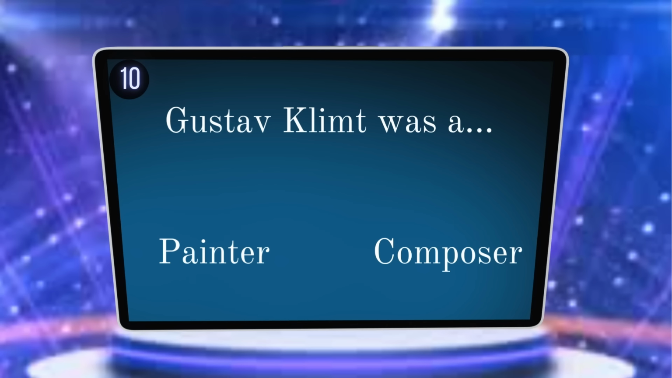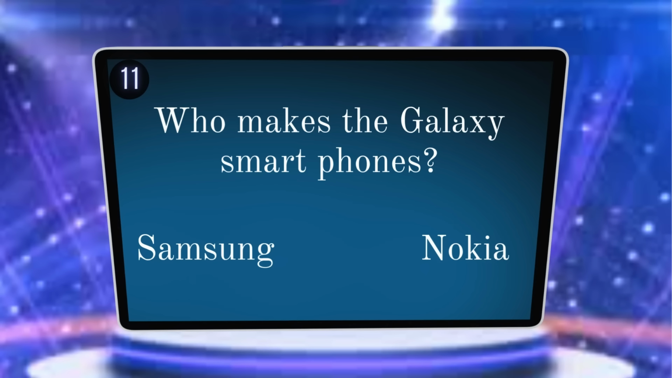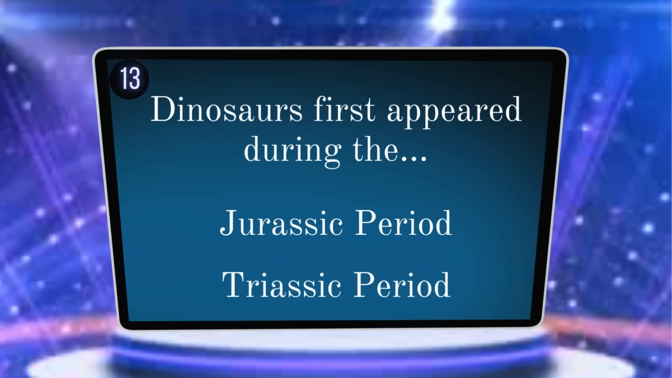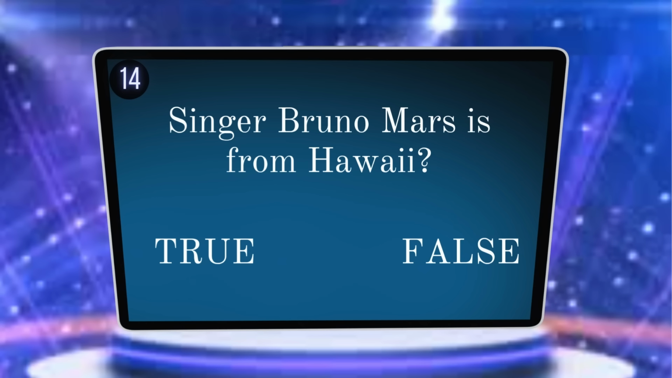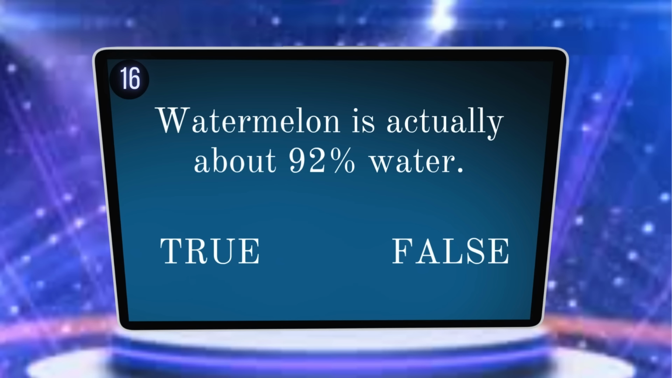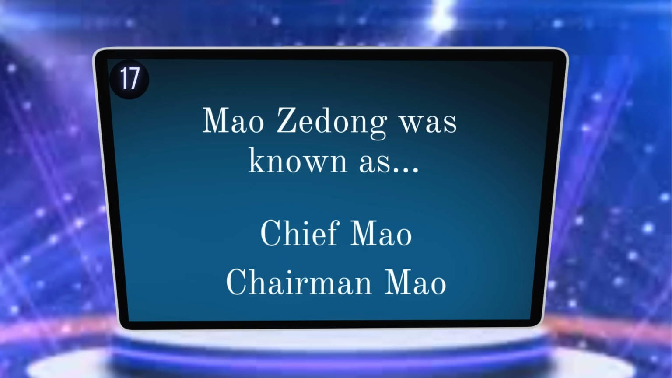Gustav Klimt was a painter or composer? Who makes the Galaxy smartphones, Samsung or Nokia? Which has the highest mortality rate, rabies or Ebola? Dinosaurs first appeared during the Jurassic or Triassic period. Singer Bruno Mars is from Hawaii. Is that true or false? Which animal is said to preen, birds or reptiles? Watermelon is actually about 92% water. Is that true or false? Mao Zedong was known as Chief Mao or Chairman Mao.